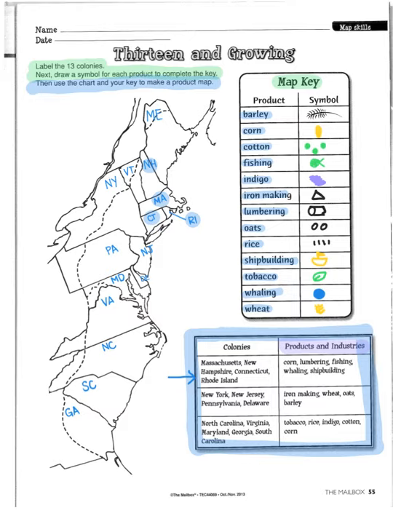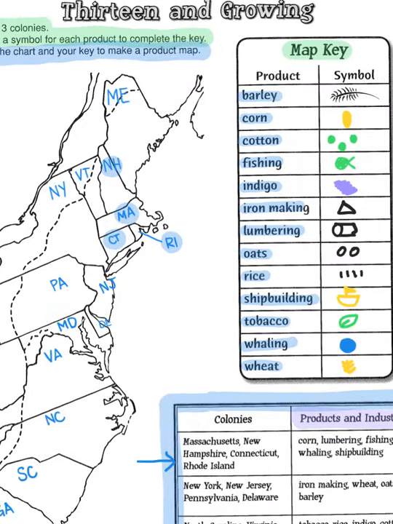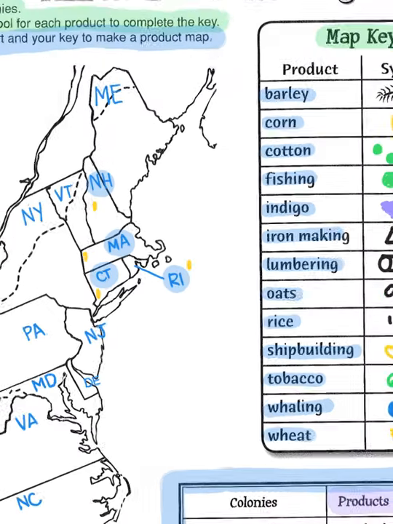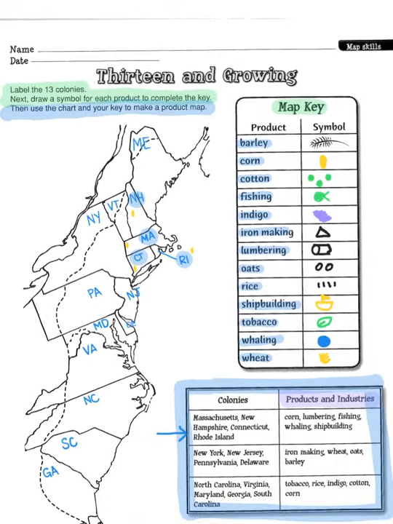I'm going to start with corn. I'm going to add my little corn symbol into each one of my states. Corn, corn, corn, corn, and corn. Notice for Rhode Island, I'm doing everything in the middle of the ocean because it's such a tiny state, okay? Now that I've done corn, I'm going to cross that out.